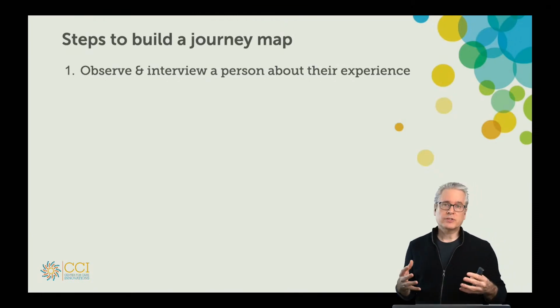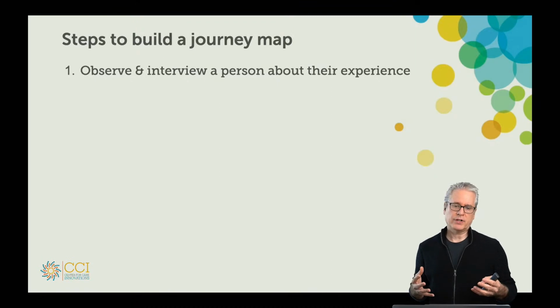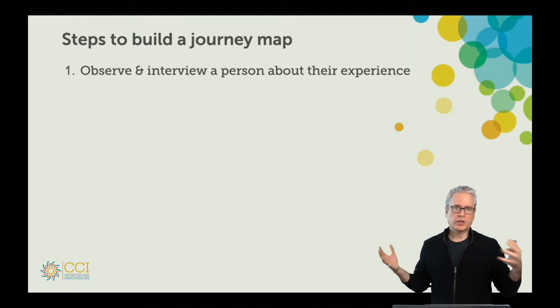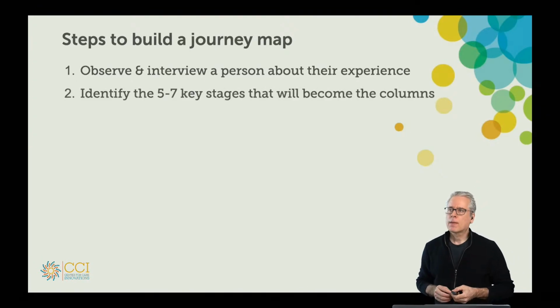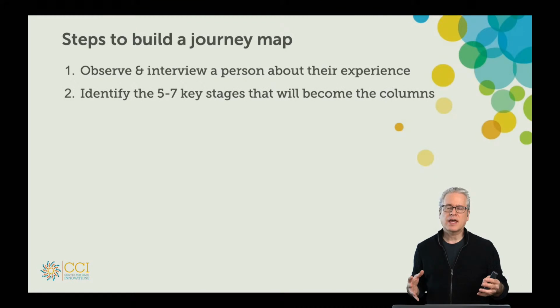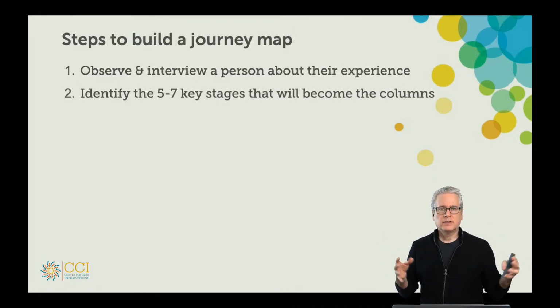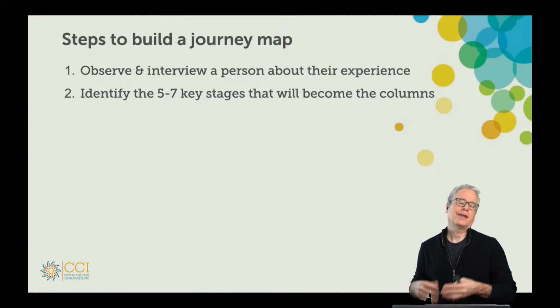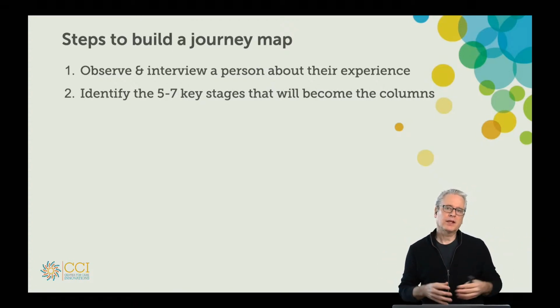First of all, you've got to do your research. You've got to have an understanding of what people are really going through. So observe and interview one or more people about their experience, which is their journey, right? And then from that, you want to identify 5 to 7 key stages that become those columns. And that's the first thing to lay out: those columns.